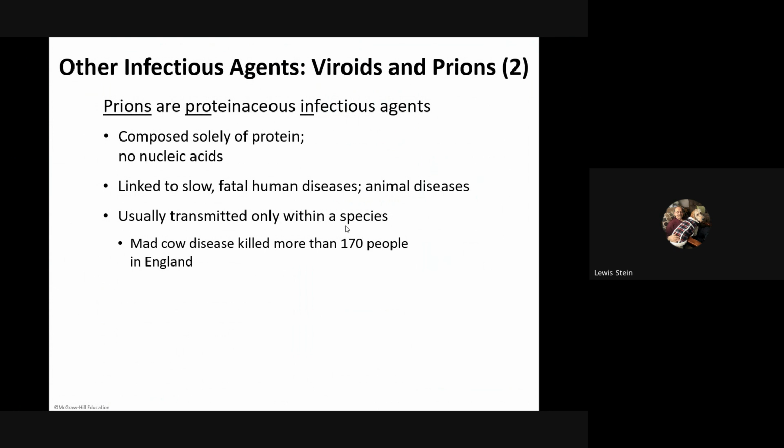But we know that they're slow, in a sense, 2 to 10 years from the time of the infection to the time of fatality. And usually, though I do not know if that is true, when they say usually it's species to species, deer to deer, sheep to sheep. But mad-cow disease, most famously, because if you did not know, in England, it's very much a meat eating culture, very, very much so. So that's the nature of that.